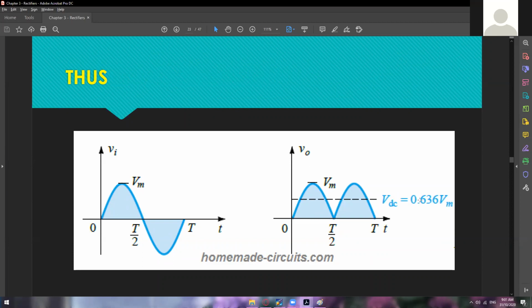But then again, in calculating the VDC, you don't need to use the 2 over pi, the complete value. Instead, just use this one, 0.636, I'm sorry. So for half wave, 0.318. For the full wave, 0.636.